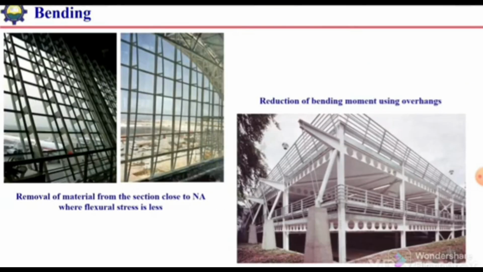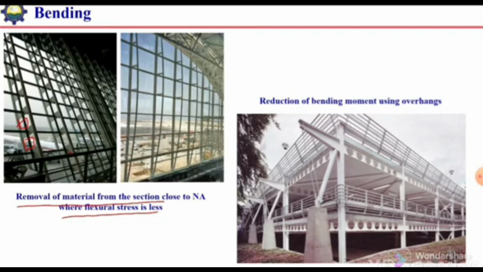These figures show a demonstration of how the concept of bending is utilized: the removal of material from the section close to the neutral axis, where flexural stress is less. So to resist the bending, we can remove the material near the neutral axis. This is because the flexural stiffness of the member is dependent on the second moment of area, and the second moment of area will not change much if we remove the material close to the neutral axis.